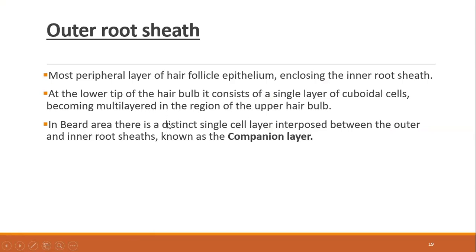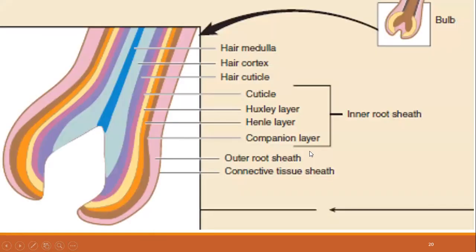In the beard area, there is a distinct single cell layer interposed between the outer root sheath and the inner root sheath, and this is known as the companion layer. So here, this companion layer is highlighted. This layer is between the outer root sheath and the inner root sheath. This companion layer is only present in the beard area, while the rest of the hairs don't have this companion layer.